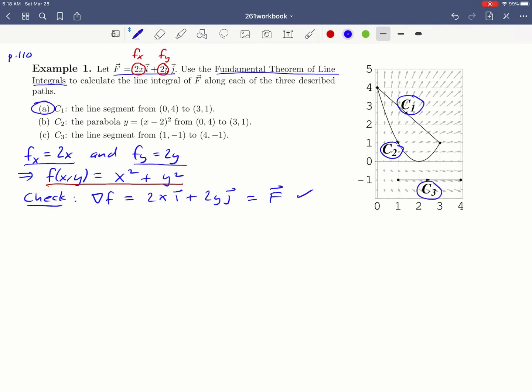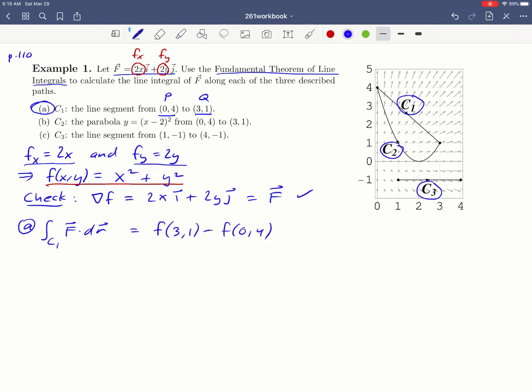Once you have a potential function, it actually makes calculating line integrals pretty easy. Let's start with part A. They would like us to calculate the line integral of our vector field along the curve C1. We don't have to do any parameterization here. The fundamental theorem of line integrals says that this is going to be equal to our potential function evaluated at the end point and the starting point subtracted from each other. So (0, 4) and (3, 1) are like the p and the q in the fundamental theorem from the previous page. All we need to do this calculation is to take f of q minus f of p.